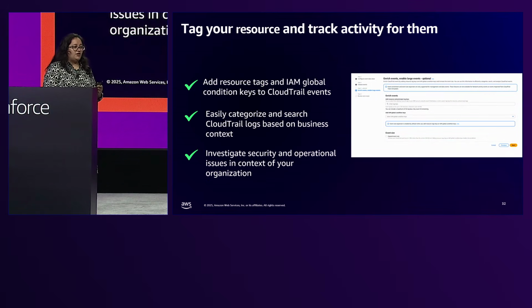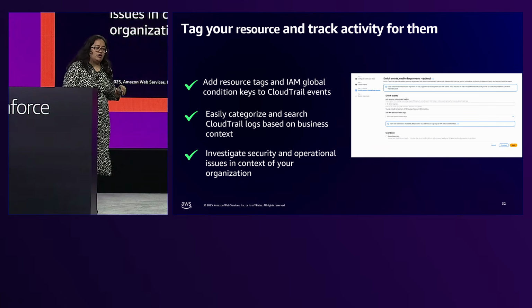Okay, we talked about this. This is basically the feature: tag your resources and track activity for them. IAM global condition keys and resource tags can be inserted into CloudTrail events, and then you can use that information to categorize CloudTrail logs. And we'll show this today in the demo.